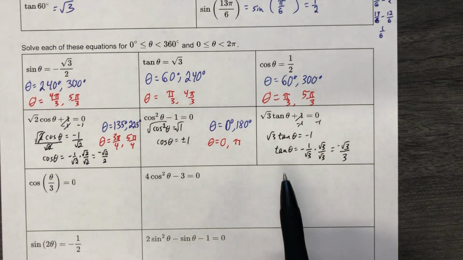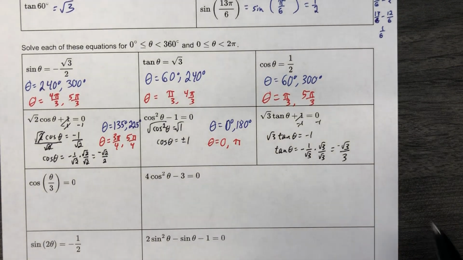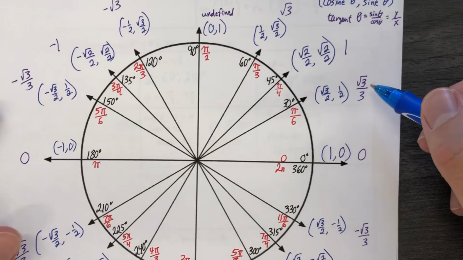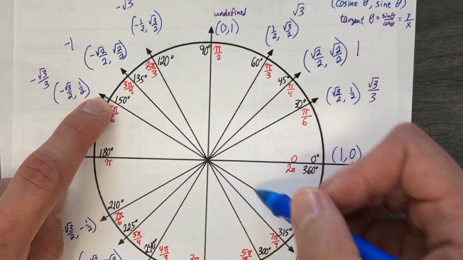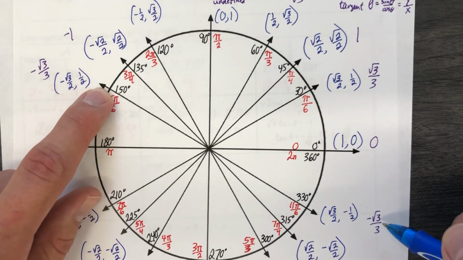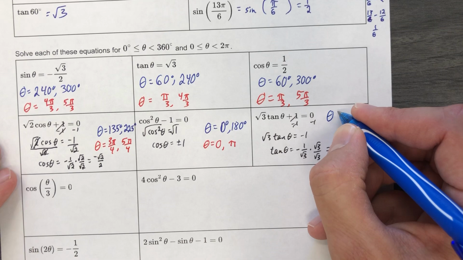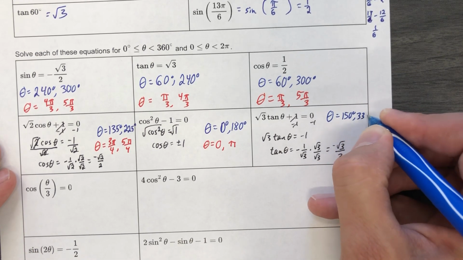I'm looking for where tangent, that is the number that floats around on the side of the unit circle, is y divided by x. Looking for where tangent is negative square root of 3 over 3. We're going to find it. There it is, but it's positive. So it's here. It's 150. And let's go right straight across. 330. So 150 and 330. Theta is 150 degrees, 330 degrees.